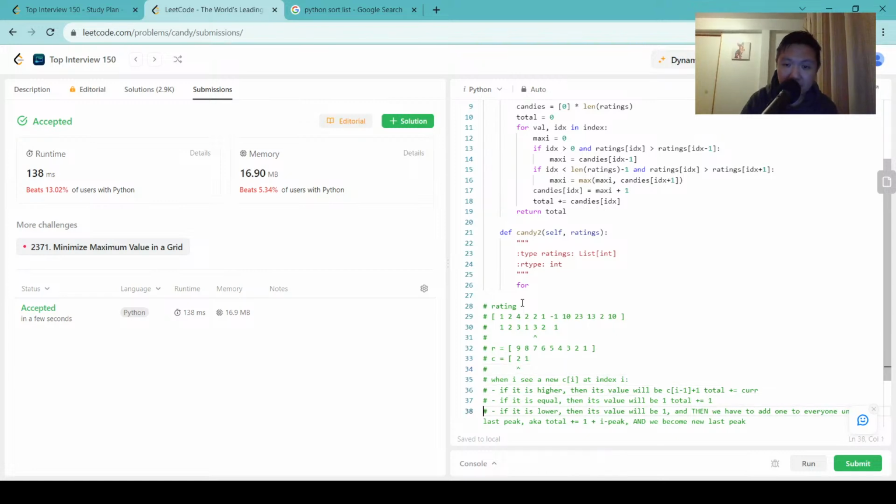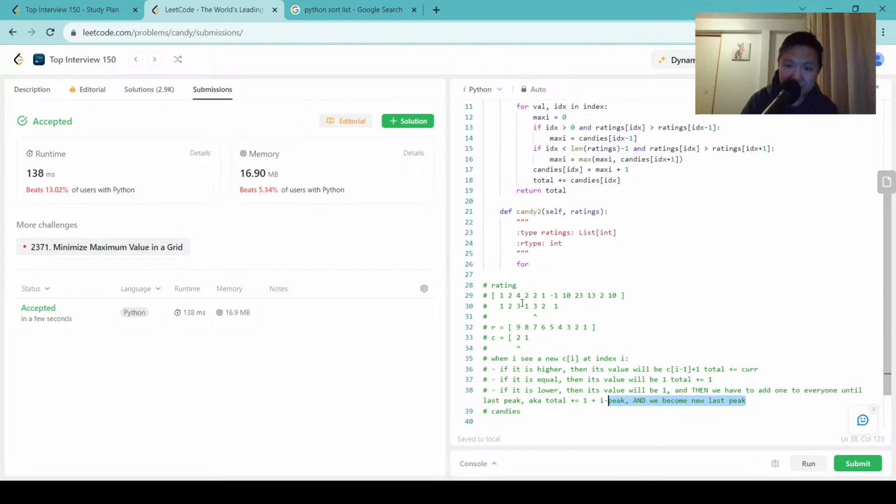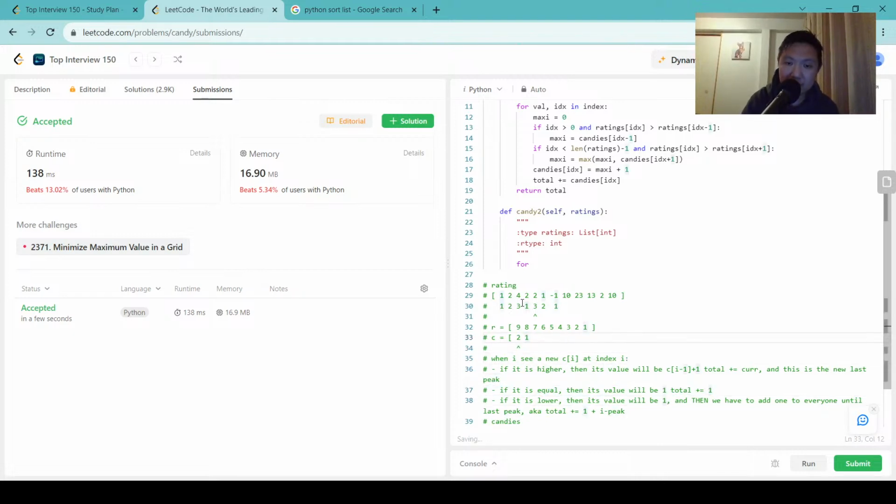Your peak stays. We do not become the last peak here. The last peak is here. This is the new last peak. I don't know about this second one, but let's think about it. Okay, so my last peak is here. So now 7 is lower than 8. Alright, so 7 gets 1, 8 has to go up and 9 has to also go up.